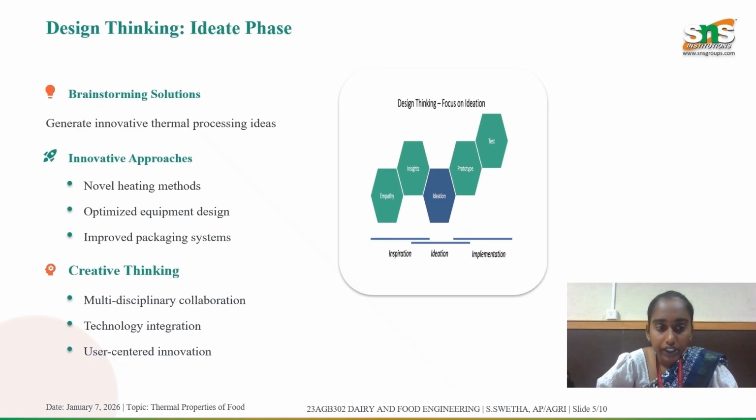And creative thinking: we can implement creative thinking in areas like multidisciplinary collaboration and technology integration, like implementing various IoT sensors to monitor the heat transfer from one medium to another. And also, the main basic need for any human is that we have to implement user-centered innovation which can be easily accessible by people of various age groups in our society.